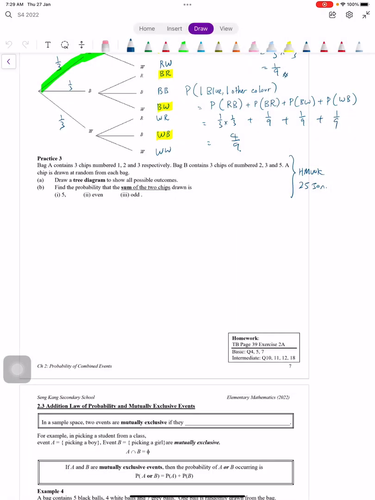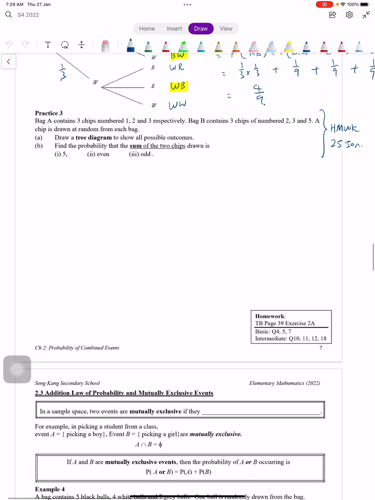Alright, good morning everyone. Let's start by going through your homework. So let's take a look at the first one. It says that bag A has three chips, bag B has three chips. So a chip is drawn randomly from each bag. So each bag here means that there are two stages. That means you actually draw the chips two times, right?